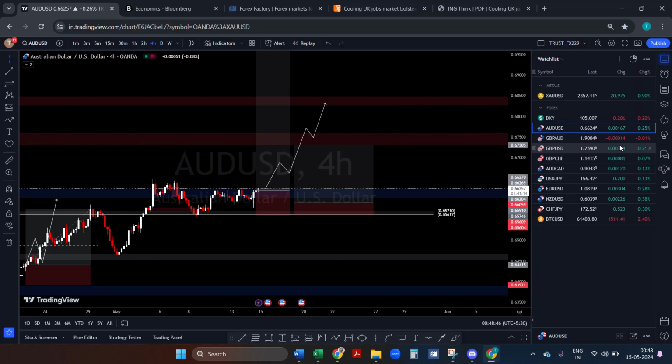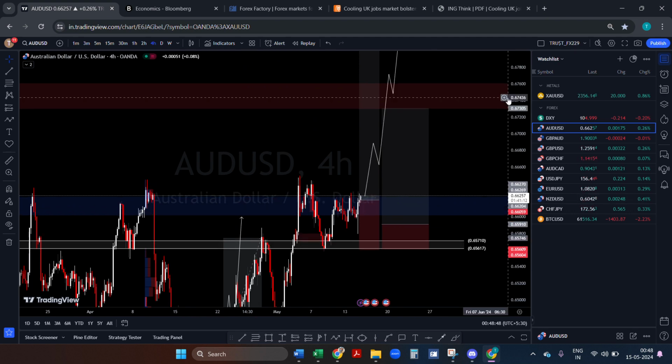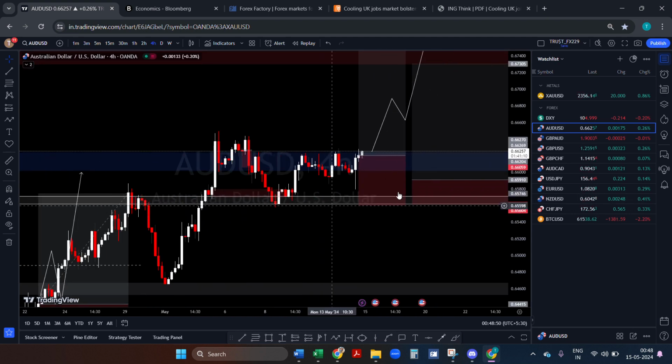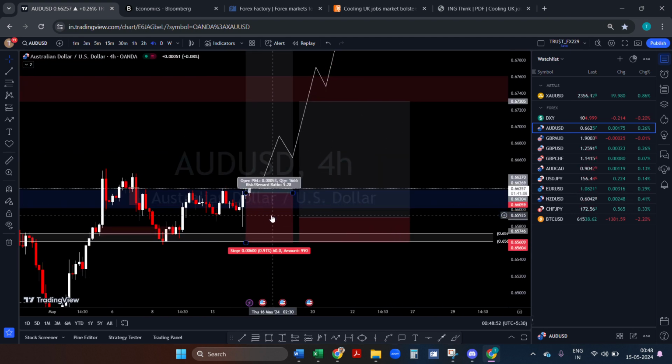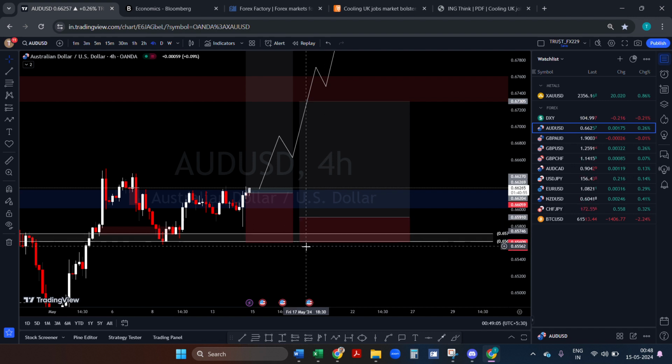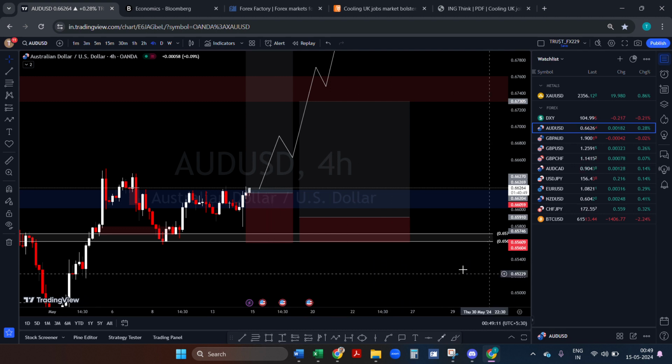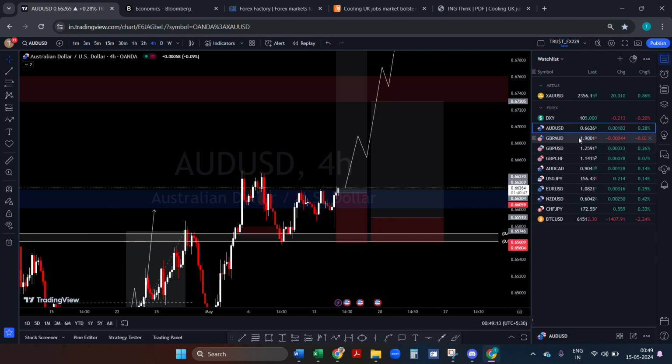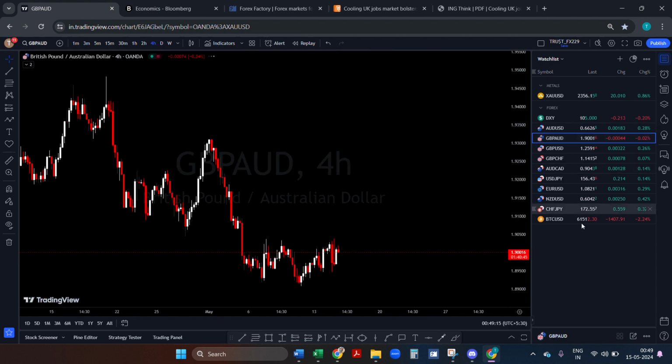First of all, I am in the AUD USD longs. The 50% buy limit area is 0.65900, and the overall SL is 0.65600. So yeah, let's do some recap.